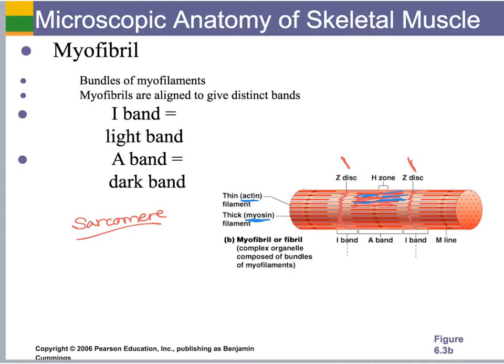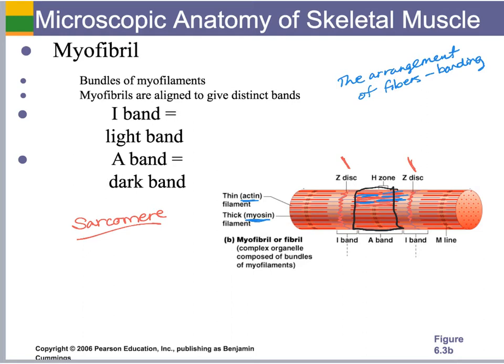right? The overlapping of those filaments is what causes the banding, what gives us the light bands and the dark bands. So it's the arrangement of the fibers that gives us the banding. That's kind of important. You'll see that on a test. So it's where these filaments overlap here that we have our A band. You see that? That's our A band.